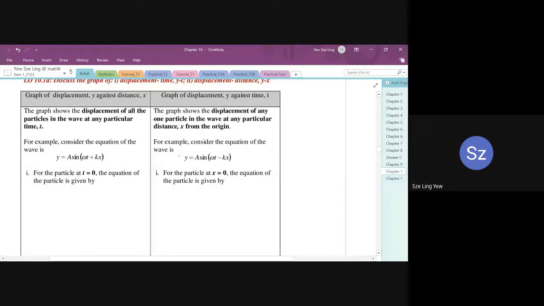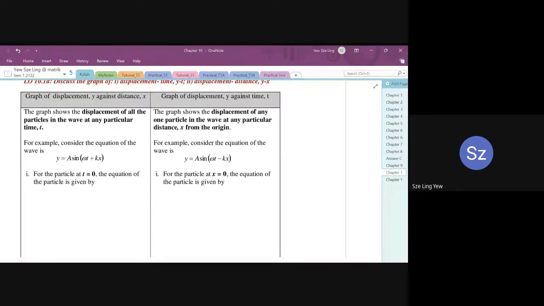Okay, now let us continue with 10.1a today. The other day we skipped this part due to time constraints because we were running out of time. So today we're going to see how we are going to sketch a graph for a given value, for a given case.